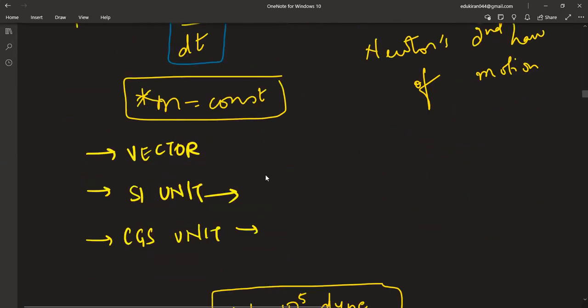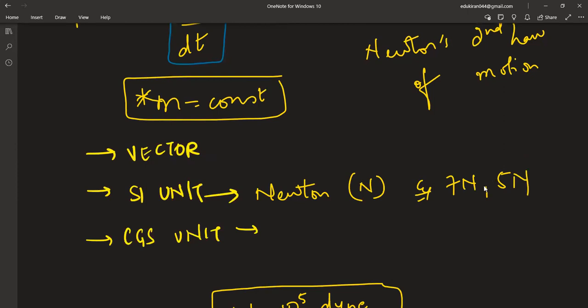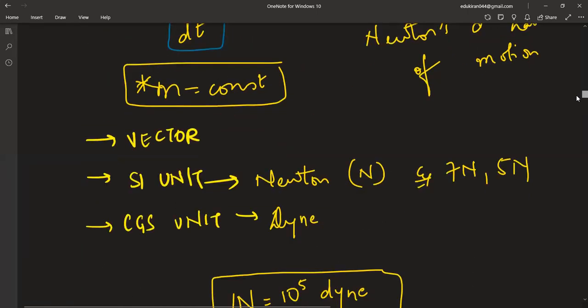So it's a vector quantity. We are talking about force, so the SI unit of force is Newton. You will see the symbol N written anywhere, like 7 Newton, 5 Newton. And the CGS unit is dyne. So 1 Newton is equal to 10 to the power 5 dyne.